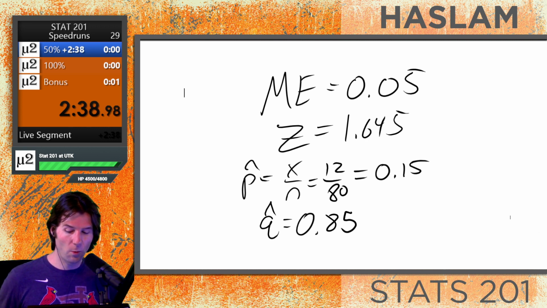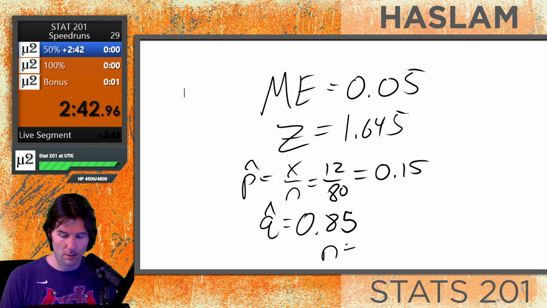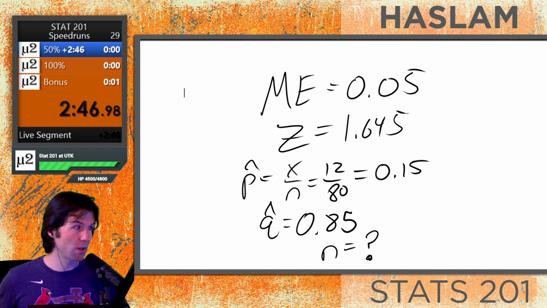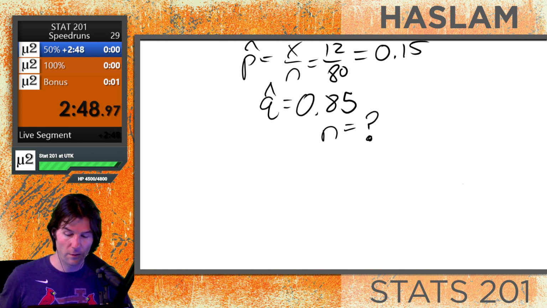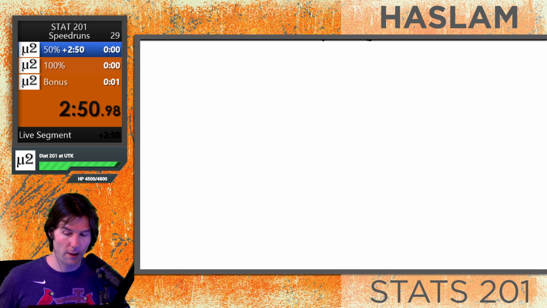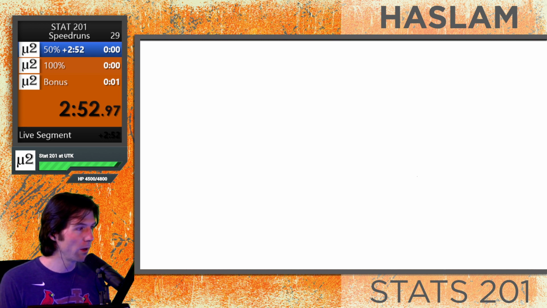So now we have p hat, we have q hat. And now the question wants, what is n? It says, what is n? And we were like, I don't know. What is n? N is sample size. So now we need to know the sample size for this question, and let's go figure it out. Let's figure it out. Great Nickelodeon show. Old school, because I'm old.